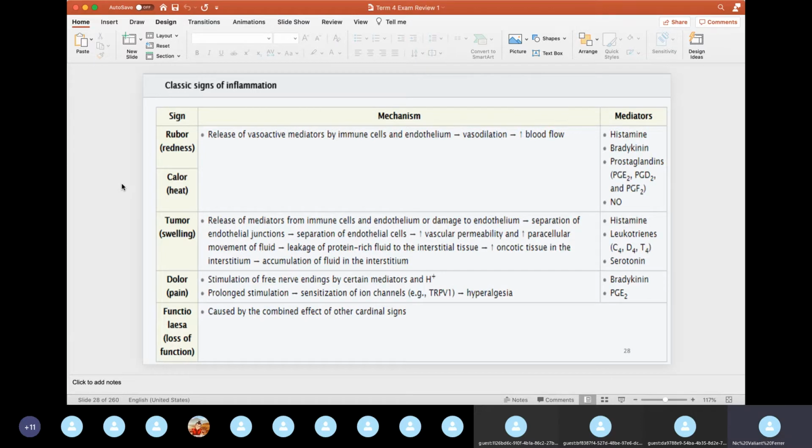Factor 12, okay? Don't forget that one. How about tumor? Why do I have swelling, right? So first you have increase in vascular permeability. You have tissue damage, of course. If I have tissue damage, I have increase in vascular permeability.